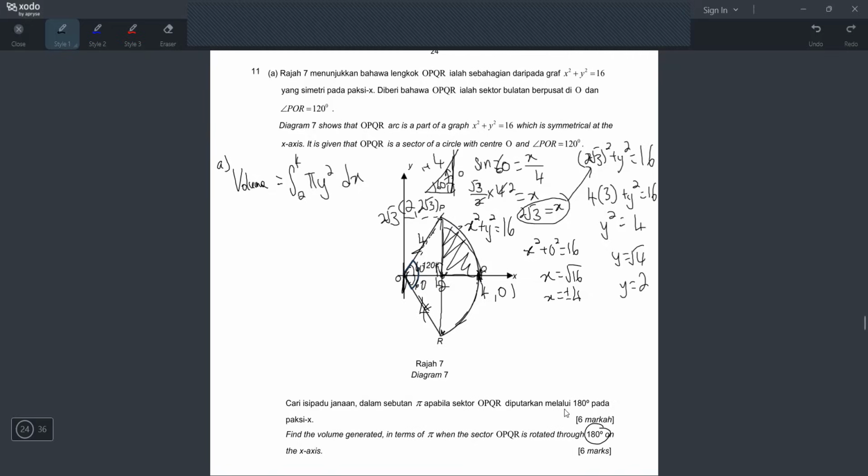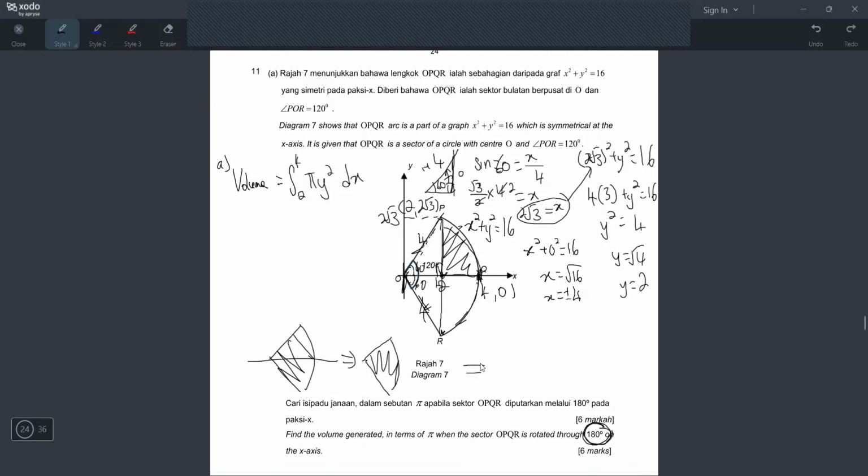Okay, some students will say something like this: "Hey sir, I thought they want 180 degrees. So you should put 1 over 2 here." No, no, no, no, no. Okay, listen. They want to find the volume when OPQR, which is the whole thing, rotates 180 degrees. So when you rotate 180 degrees, what you will end up with is a shape like this, okay? But it's like a 3D one, right?